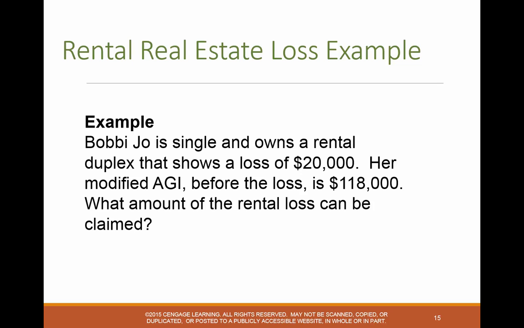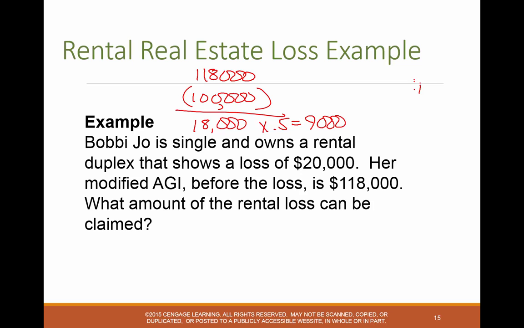So what's the math? Let's follow the math. My AGI is 118. Once I hit the phase-out amount, I start losing my rental loss. So how much is my AGI over that phase-out amount? 18 grand. And I lose 50 cents for every dollar it's over.